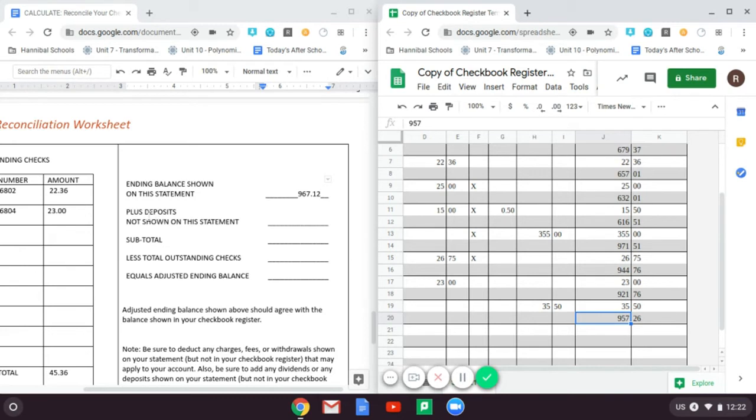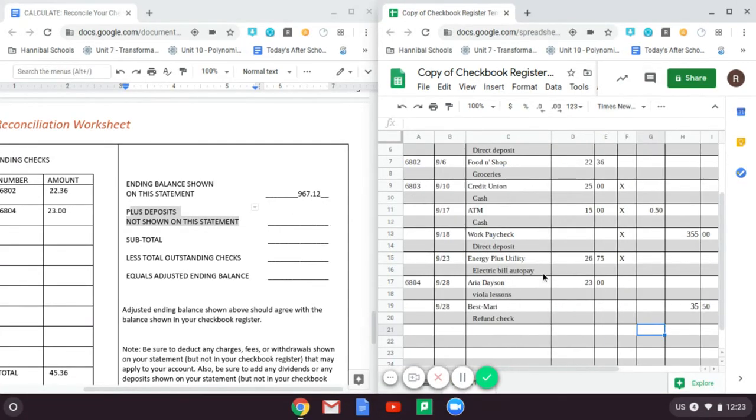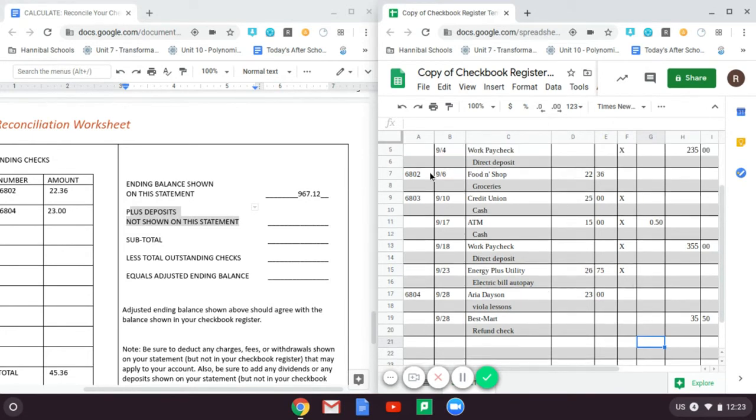So now it says plus deposits not shown on this statement. That means whatever deposits are on the register that were not on the statement, we have to write on this line. How many deposits were there? Well, remember, there were 3 transactions total. There were the 2 checks that we already wrote down here, and that 1 refund check deposit in the amount of $35.50.